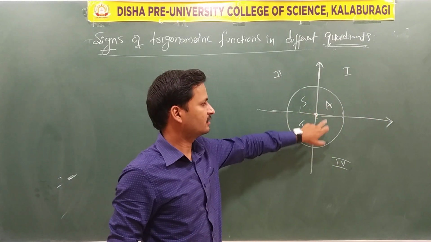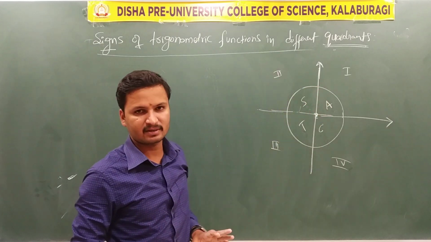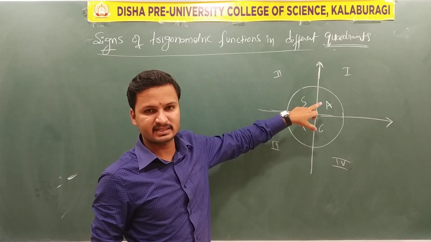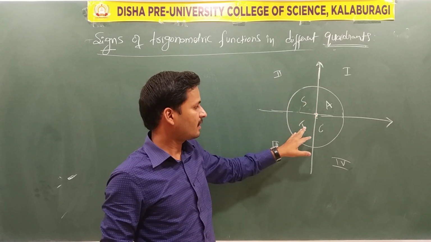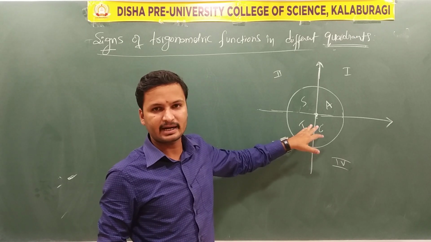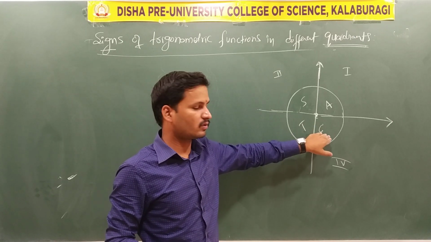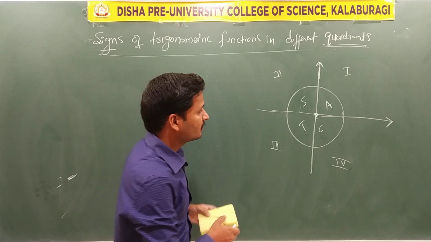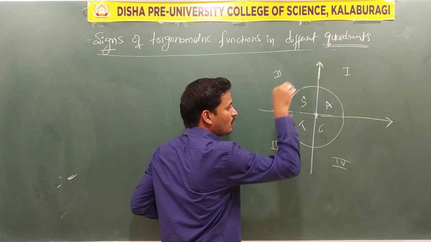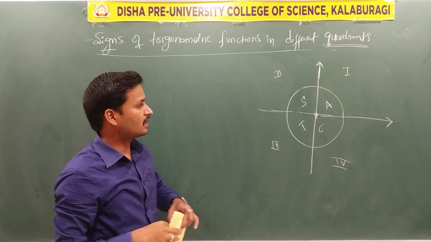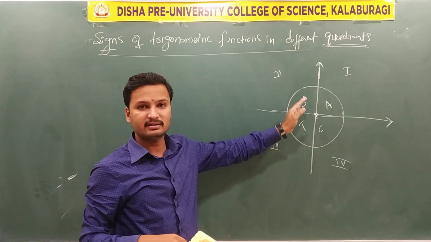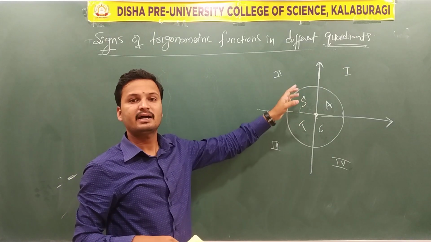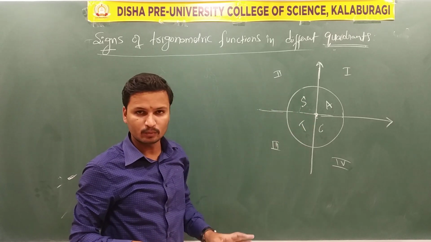A, S, T, C. In first quadrant, all trigonometric functions are positive. In second quadrant, only sine and its reciprocal cosec theta are positive. In third quadrant, tan function and cot function are positive. In fourth quadrant, cos function and secant theta are positive. That means in second quadrant, other than sine and cosec, all other 4, cos theta, secant theta, tan theta and cot theta, are negative.